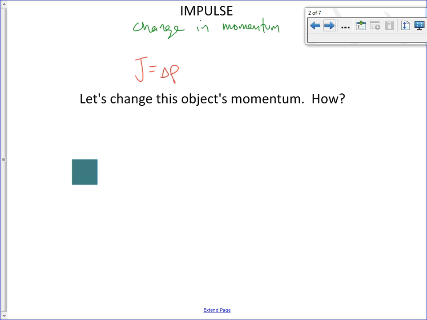Well, here's an object. And let's say this object is moving this way. We want to change its momentum. Well, what does that mean, or how do we do it? Well, we got to change its velocity. You're not going to change an object's mass. All right, so if we change its velocity, well, we've changed its momentum, and therefore it's experienced some impulse. So we could write this like that. Since momentum is mv, change in momentum is m delta v. Fair enough?